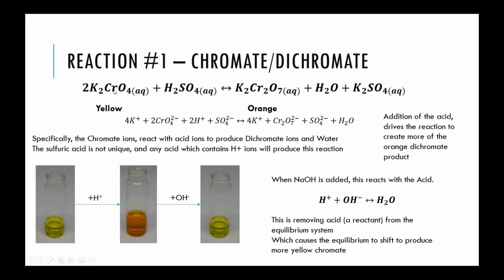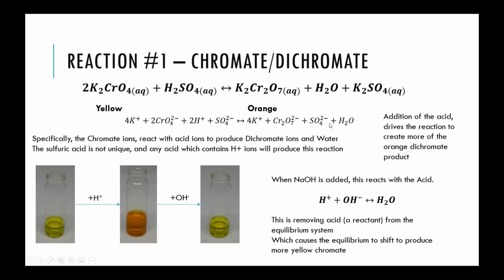The chromate itself undergoes an oxidation reduction reaction to form dichromate. This reaction occurs by reacting with acid, in this case, sulfuric acid. You can watch the reaction occur, going from yellow reactant into orange product.